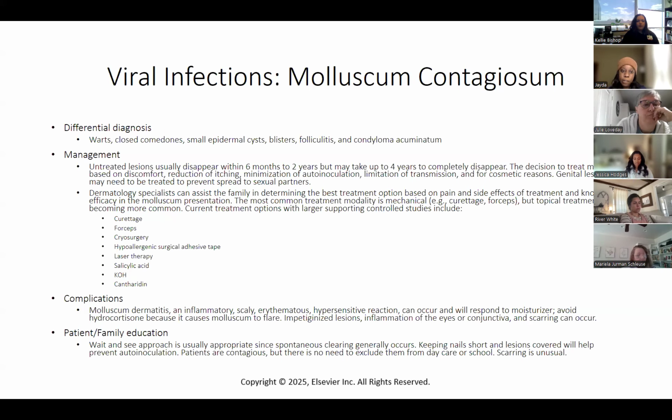If it's spreading quickly, or it's a lot on the face, places like that, you can send them to dermatology, and these are some of the treatment options that they can do. Sometimes it works, sometimes it doesn't. But dermatology will try things sometimes. But a lot of times, even when we send them there, they say to just wait it out.